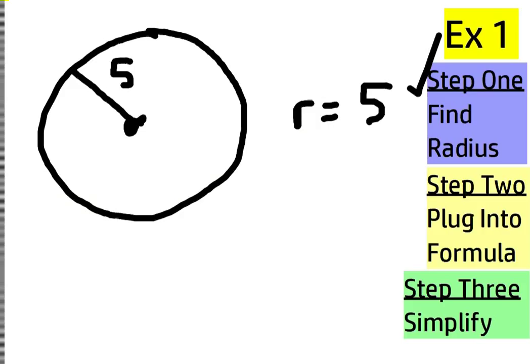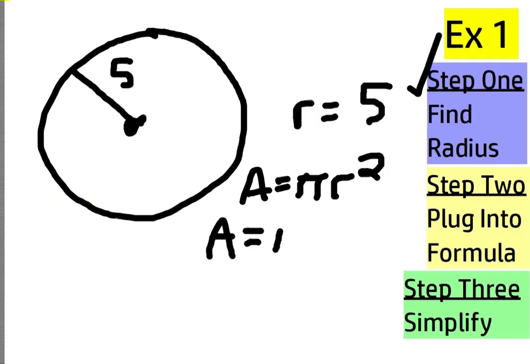The next thing we're going to do is plug it into the formula, which we just wrote out. I'll write it out again. Okay? So when we plug that in, it'll be A equals pi. And notice I'm replacing r with 5, and I'm putting it in parentheses.